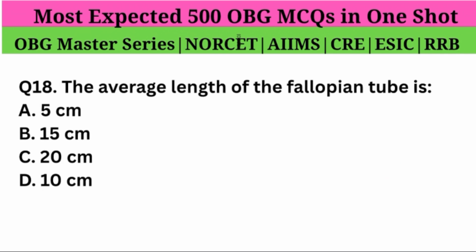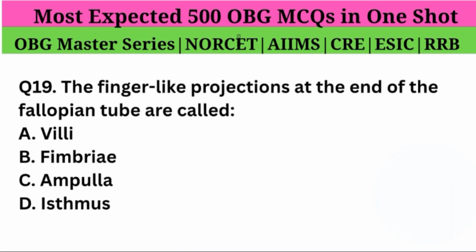Next question, the average length of the fallopian tube is? Your correct option is option D, 10 cm. Next question, the finger-like projections at the end of the fallopian tube are called? Your correct option is option B, fimbriae.